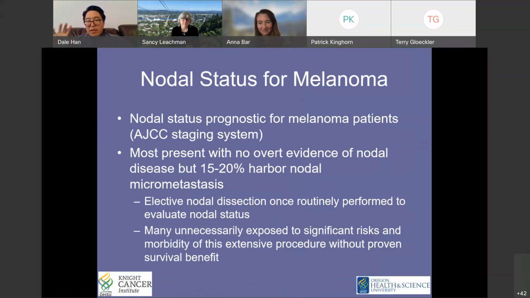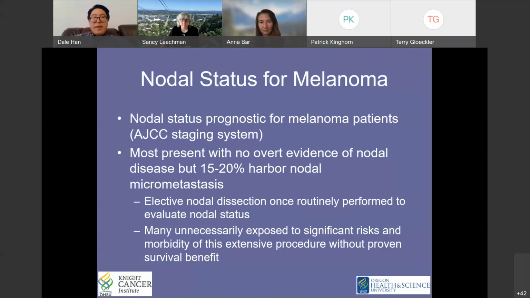But really, the meat of my talk is going to focus on the nodal status for patients who've been diagnosed with melanoma. And as I mentioned, nodal status, or whether or not melanoma is or is not seen in your lymph nodes, is prognostic for survival, and that's why we've incorporated it into the staging systems for melanoma. But the problem is only about 15 to 20% of patients are ultimately found to have microscopic disease in the lymph nodes.